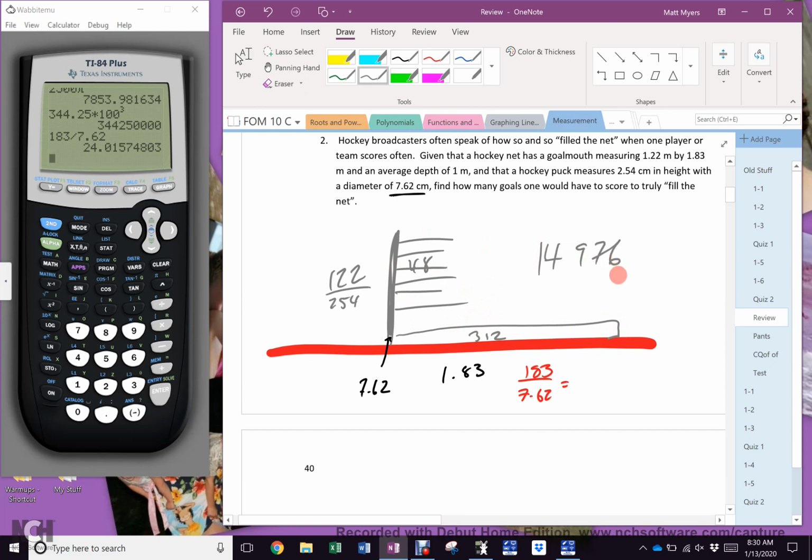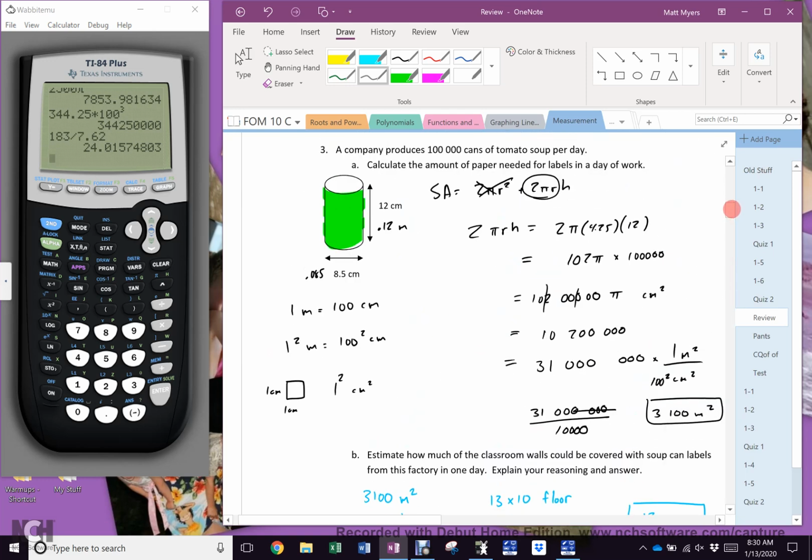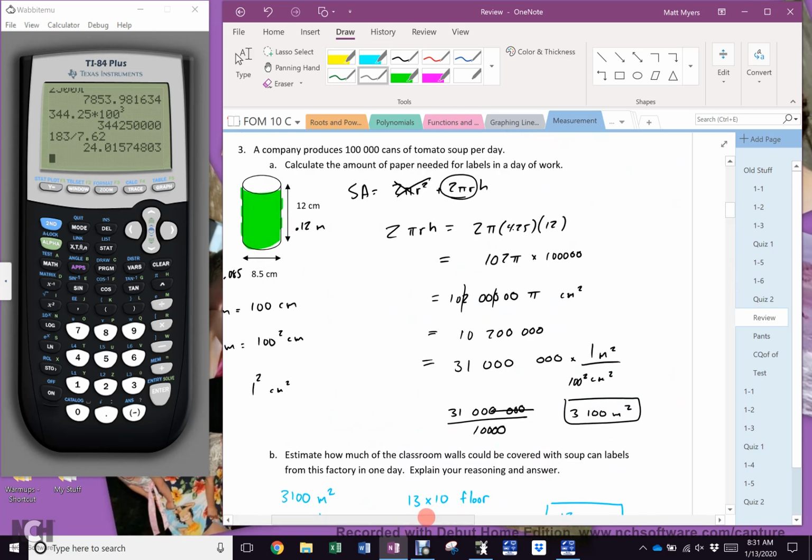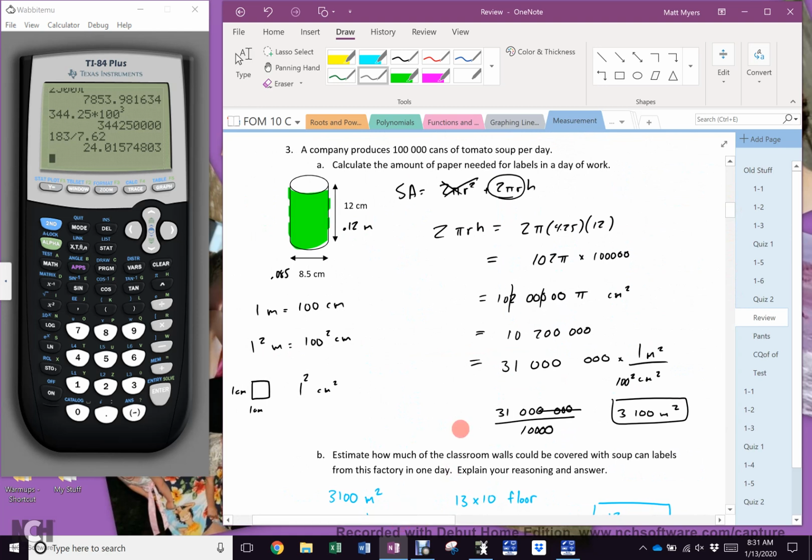Everybody understand? Is it a real life question? Obviously not. Does it require you to think? Very much so. In real life, you have to think about how to solve problems with stuff that you already know. Turn the page over. This required some estimation.